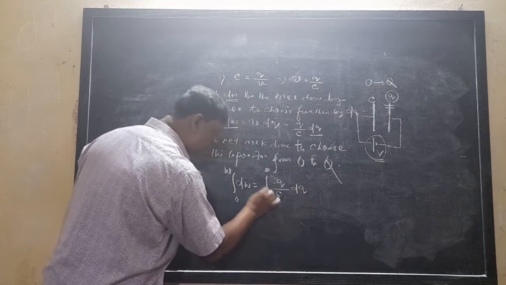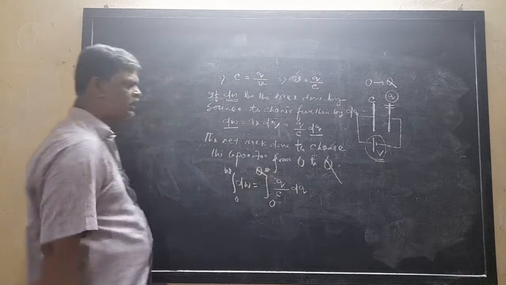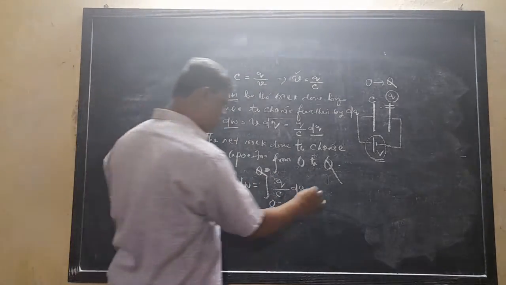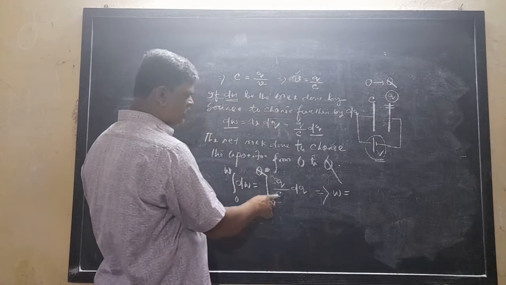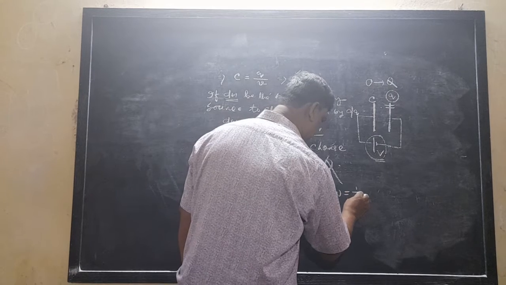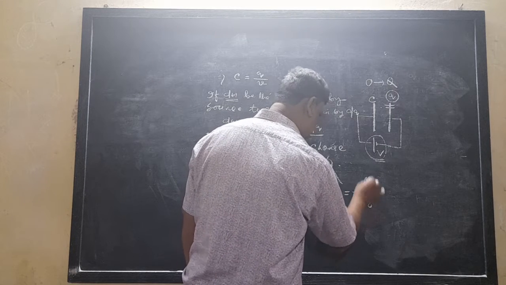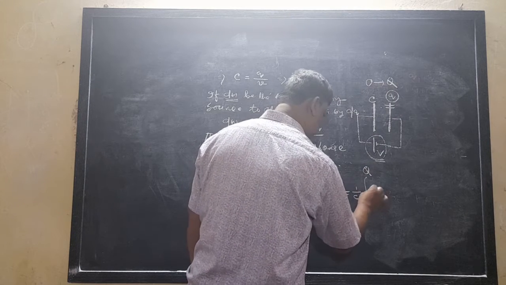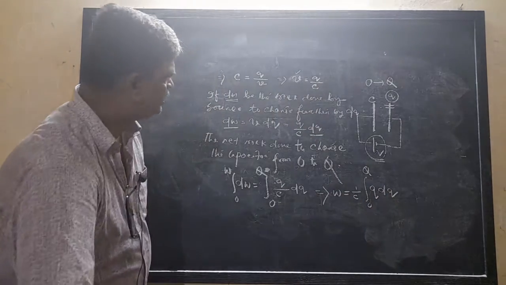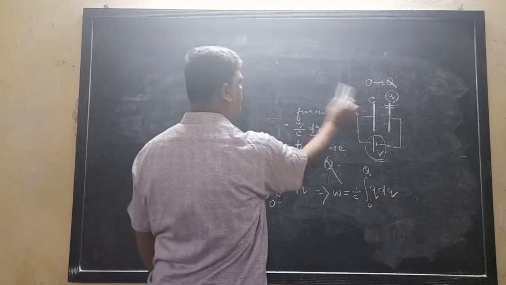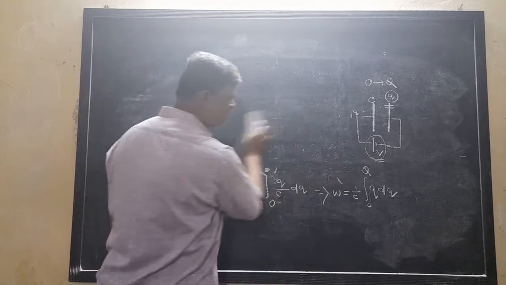Then that is equal to 0 to q. Clear? Then that implies, yes, this is the work done. W is equal to, since C is constant, 1 by C is taken outside, q by c, then integration from 0 to q of q dq. Clear? Then integrate this. Then what do we get?